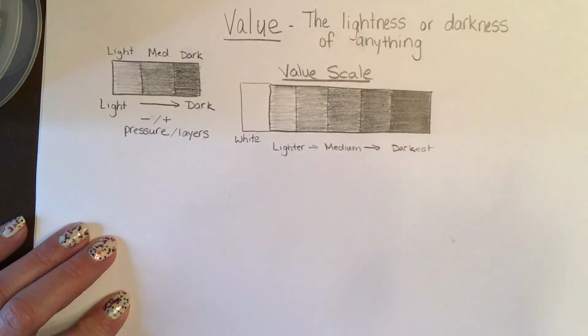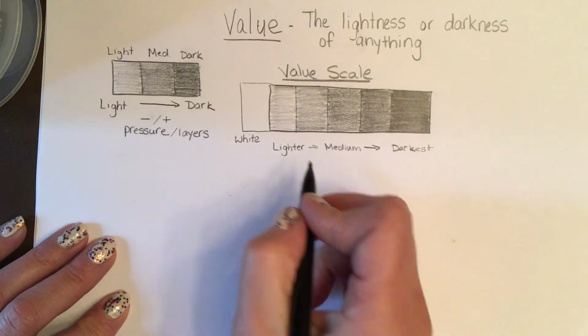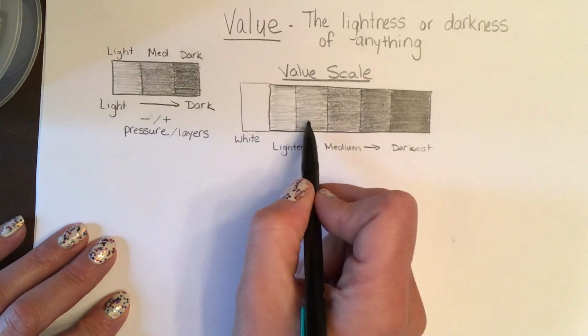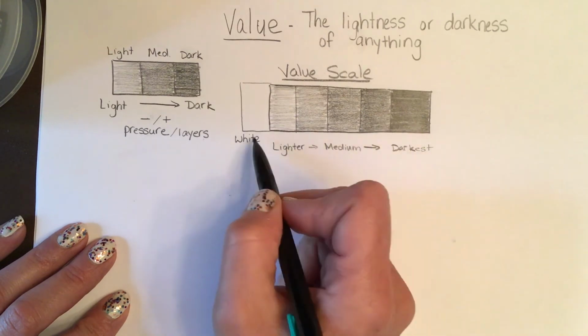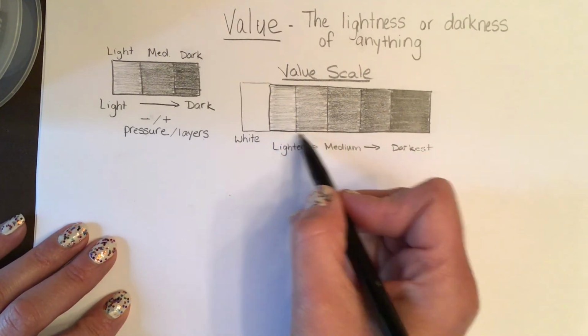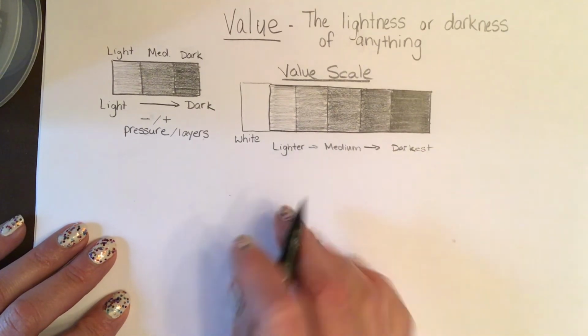And that's it. That's your assignment for this week. I want you to create a 5-step value scale, not including white. I want 1, 2, 3, 4, 5. If you choose to put in the white, then that's 6. But I really want to see 5 levels of value.